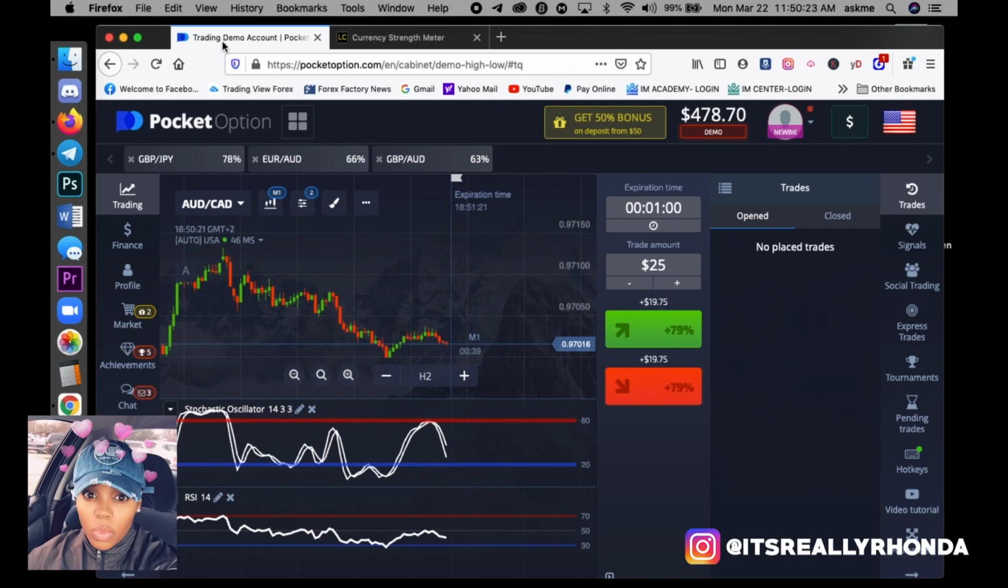Options. Okay, Pocket Option is going to be a broker. It's going to be a broker that I recommend, and the method that I'm going to show you works really, really well on this particular broker.